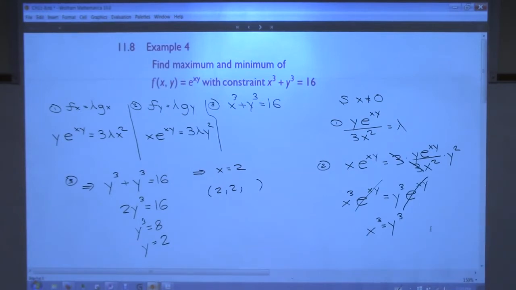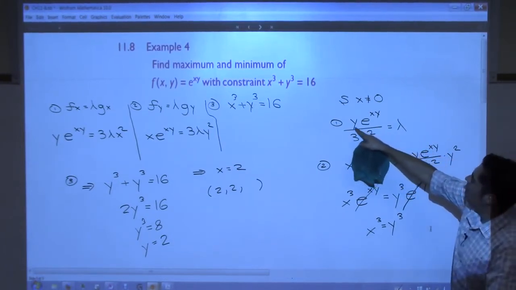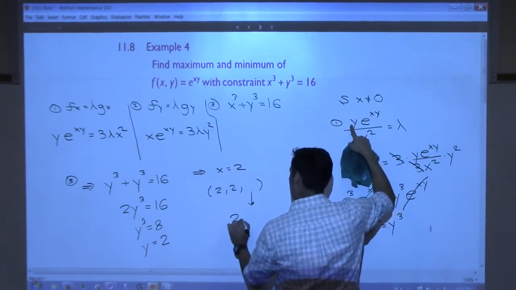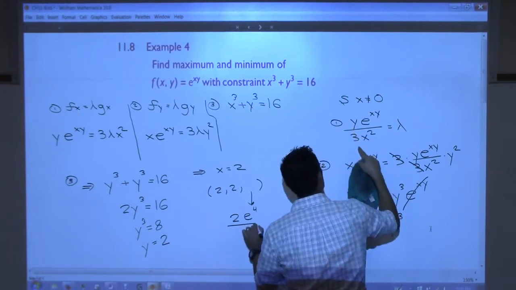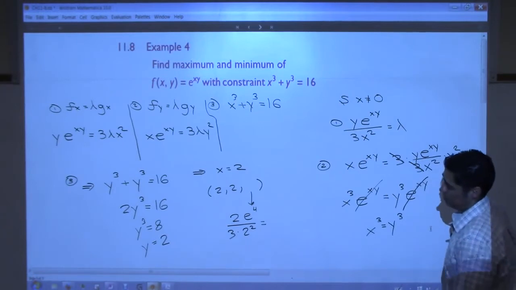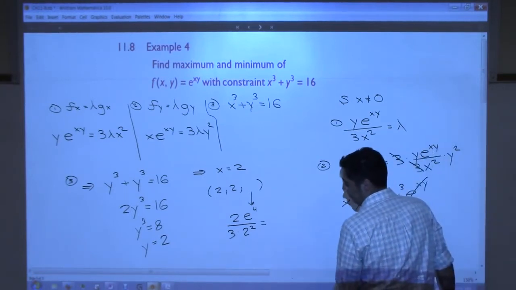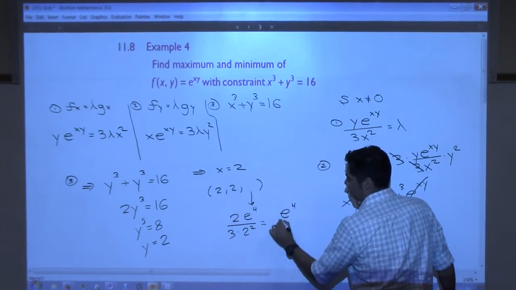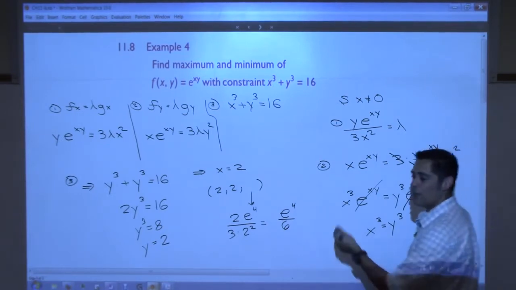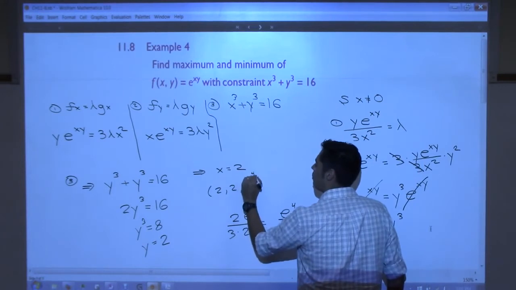Can you give me what lambda would be in this case? Do we have an equation with lambda in it? Right here. Replace your y with 2. I'm telling you how I'm getting lambda here. It would be 2e to the 4 over 3 times 2 squared, which is e to the 4 over 6. Whatever that is, who cares what it is. But there is a lambda, e to the 4 over 6.